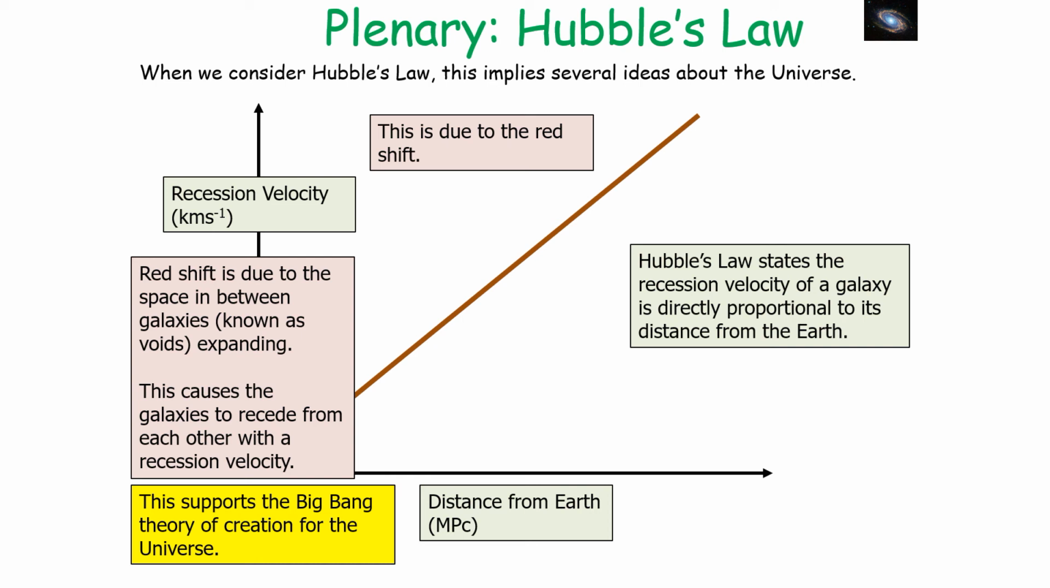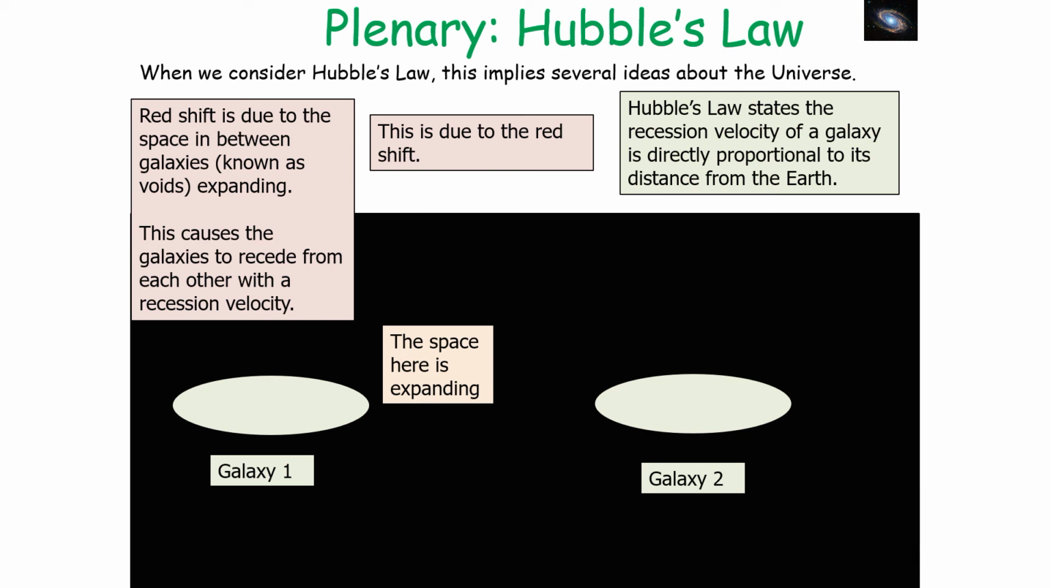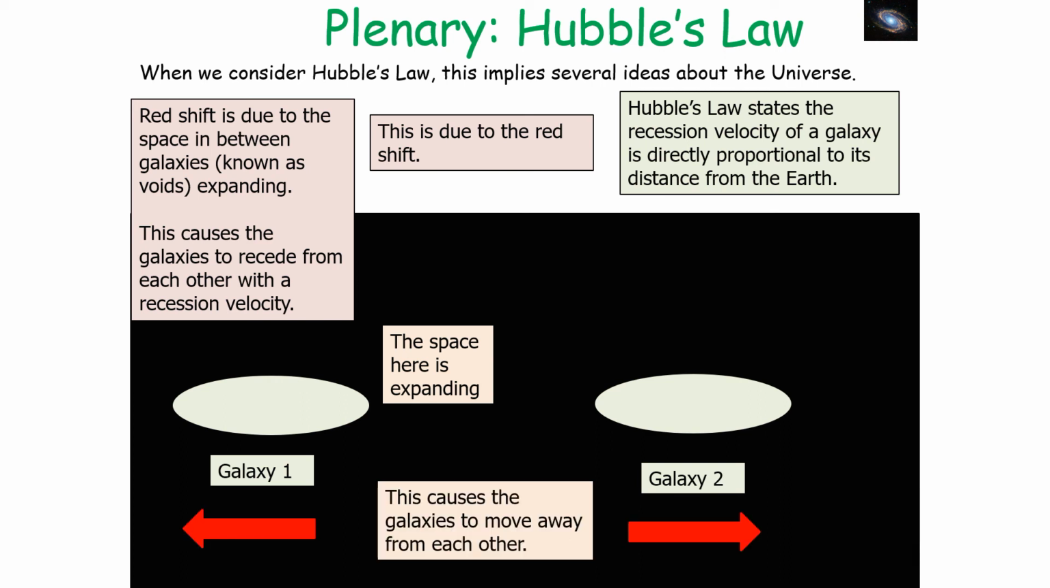Now this supports the Big Bang theory of creation for the universe, because the Big Bang model indicates that space should be expanding on a large scale. So we've got to understand what's going on. If we consider two galaxies, Galaxy 1 and Galaxy 2, in between the two galaxies space is expanding, and this causes the galaxies to move away from each other.